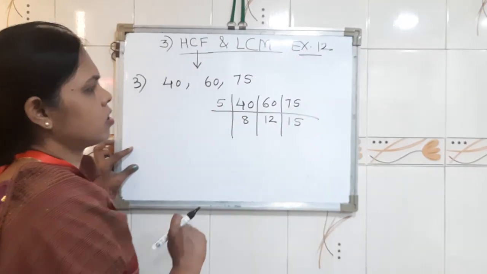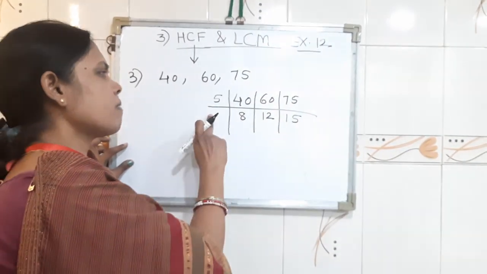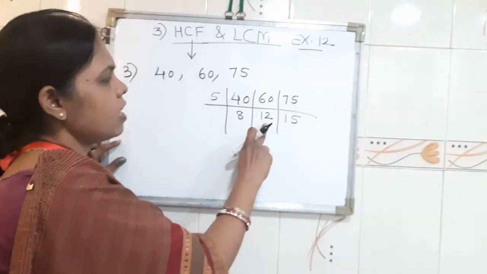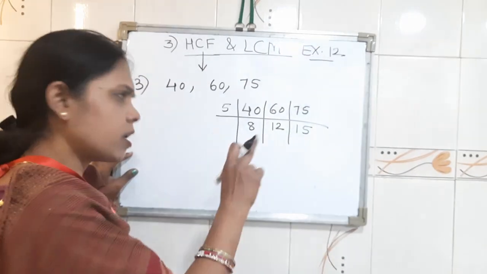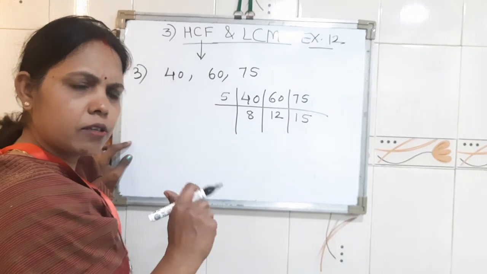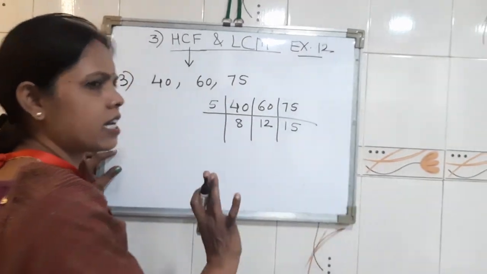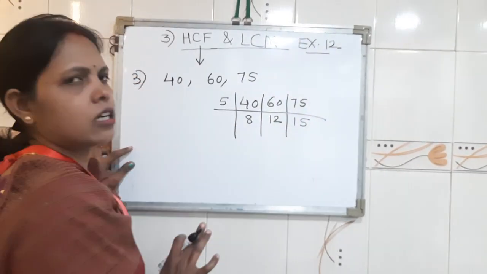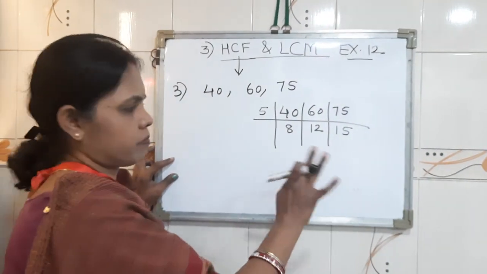Now next number, we will take 3. 12 is divisible by 3, means this 12 we can divide by 3. This 15 we can divide by 3. But 8 will not divide by 3. So what can we do? Here no number is there which divides all three given numbers. Therefore we will stop here only.